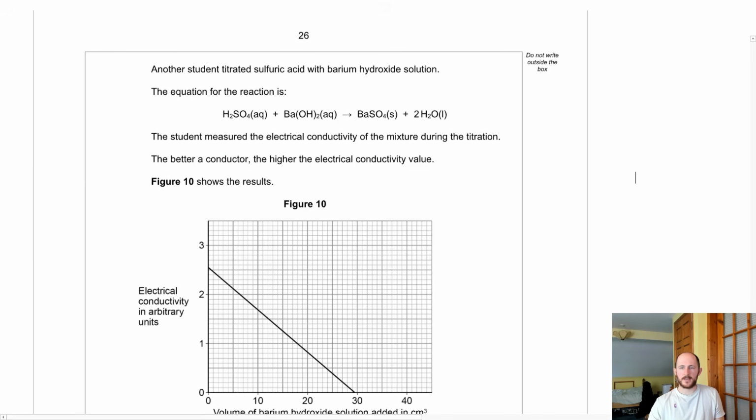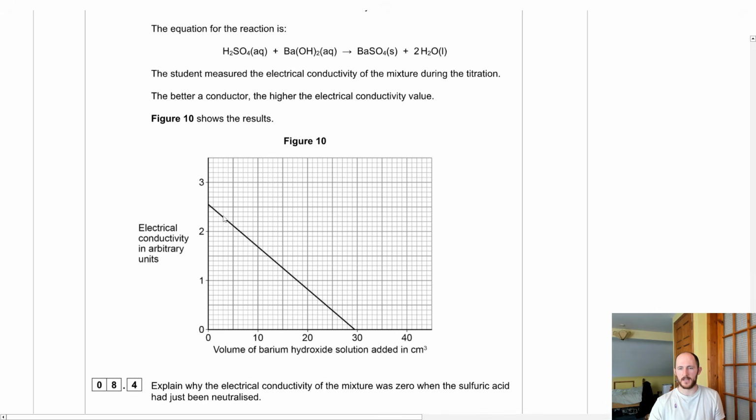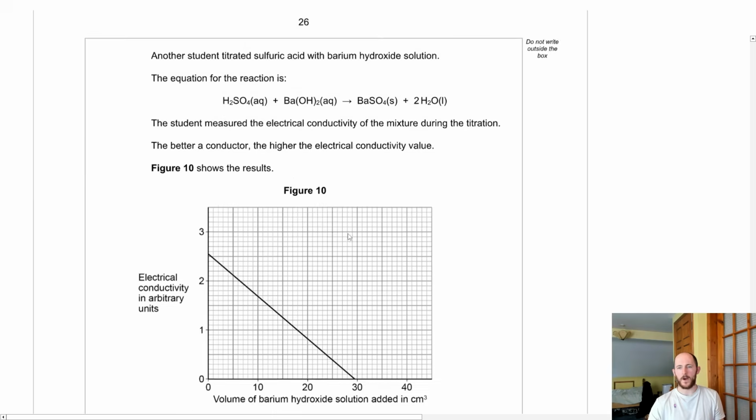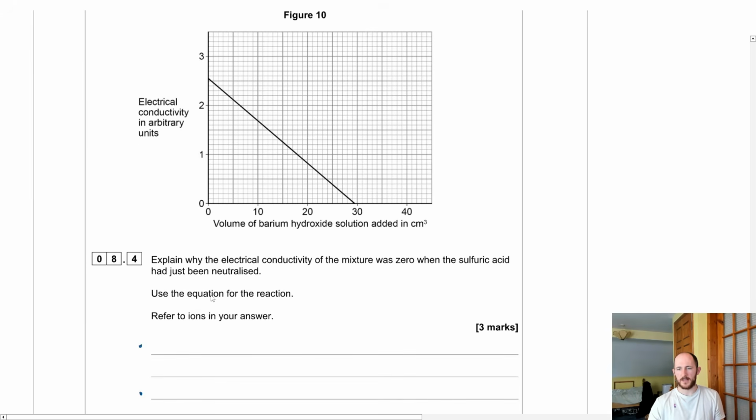Another student titrated sulfuric acid with barium hydroxide solution. The student measured the electrical conductivity of the mixture during the titration. The better a conductor, the higher the electrical conductivity. So it starts off really high and it goes lower and lower as the barium hydroxide was added. We need to explain why the electrical conductivity was 0 when the sulfuric acid had been neutralized. It says use the equation for the reaction.